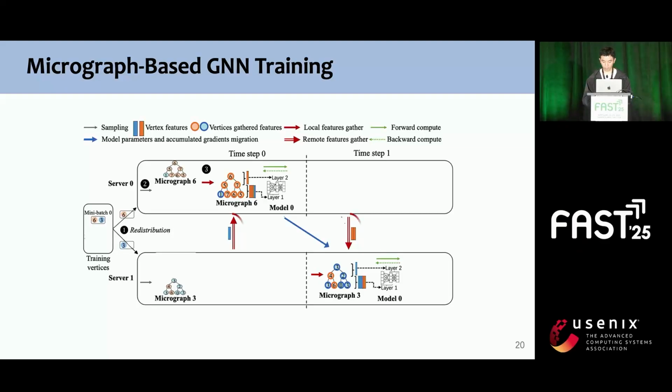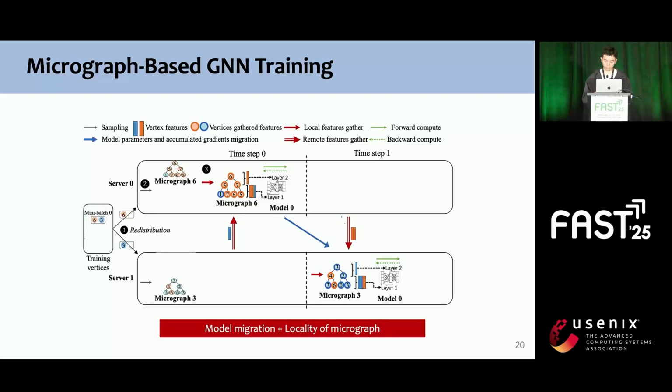Second, it allows fetching features of vertices that are not local in the micrograph from remote servers. Note that only a small number of features need to be fetched from remote due to the enhanced locality of the micrograph we mentioned before. Overall, it combines model migration with the locality of micrograph to reduce the amount of data transferred across servers.